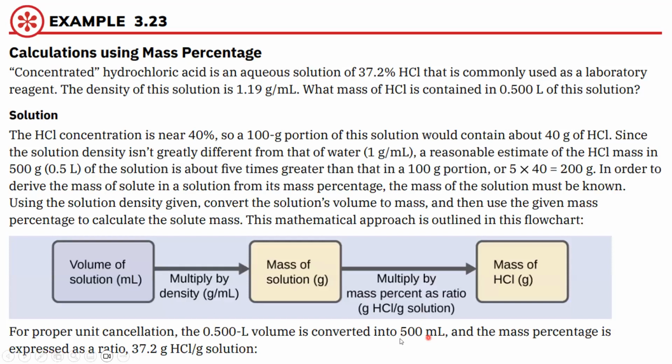So again, just multiplying by 1,000, 500 milliliters. And then we can use the density, 1.19 grams per milliliter. We multiply those together. Milliliters will cancel. We'll just be left with grams of that solution. And then using the percentage, we can then figure out of that many grams, how many of them are going to be HCl.